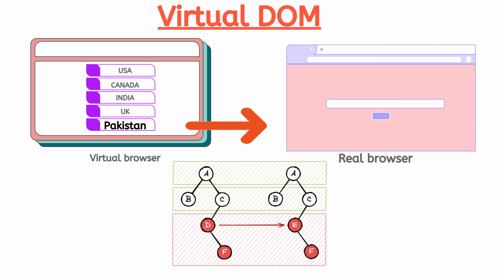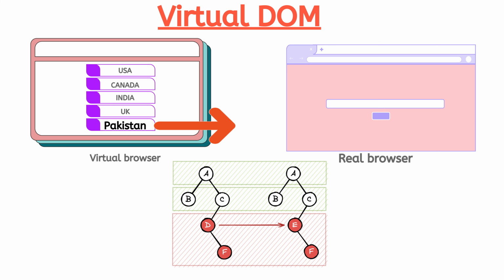This diffing algorithm is going to compare when there is a change on the virtual DOM. For example, US, Canada, India, UK are rendered onto the virtual DOM. If we add one more thing called Pakistan in this particular page, under UK, it will be directly updated to the virtual DOM and it is visible to the user. Internally, it will use the diffing algorithm and it will check the real browser DOM and compare the content with the virtual DOM.